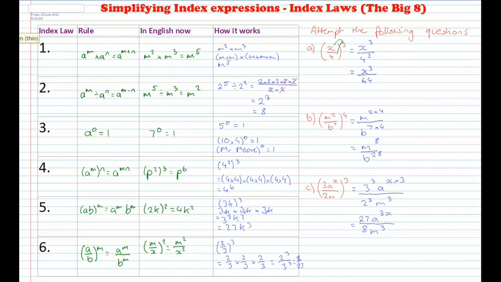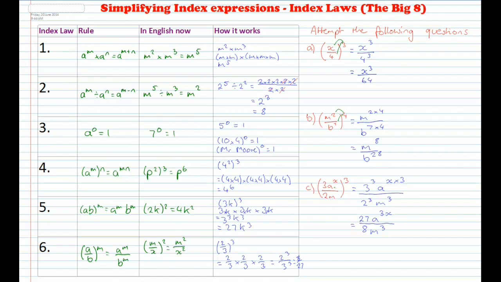Now for this one here I've got m squared to the power of 4 and b squared to the power of 4, because the 4 goes here and the 4 goes here. So that's going to be m to the power of 2 times 4, and b to the power of 7 times 4, because the 7 and the 4 multiply as well. So 2 times 4 is 8, and 7 times 4 is 28, so that gets me m to the power of 8, b to the power of 28.